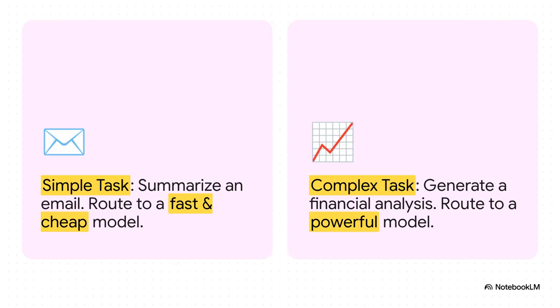And here's what that looks like in the real world. A simple request comes in, something like, hey, summarize this email for me. The smart router sees that and sends it to a fast, cheap model. But then a much more complex task arrives, like generate a deep financial analysis. The router instantly knows to send that one to your big, powerful, top-tier model. The best part? Your application has no idea any of this is happening. The router just makes the smart choice every single time.